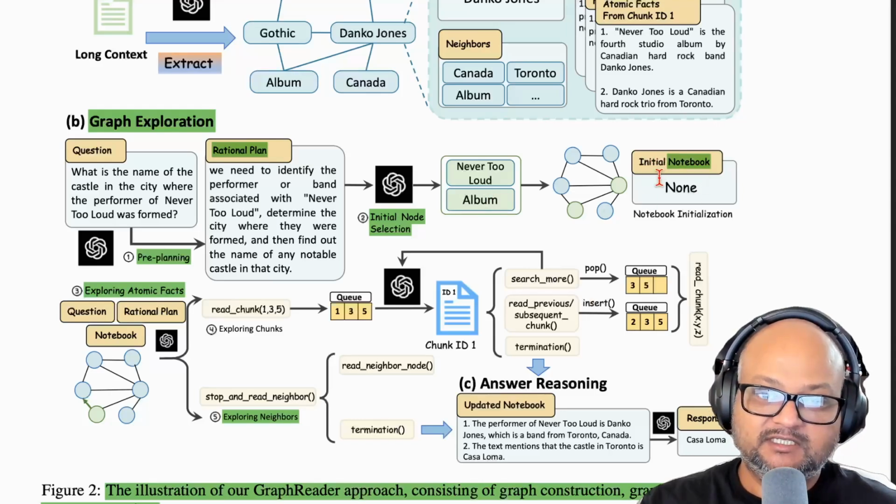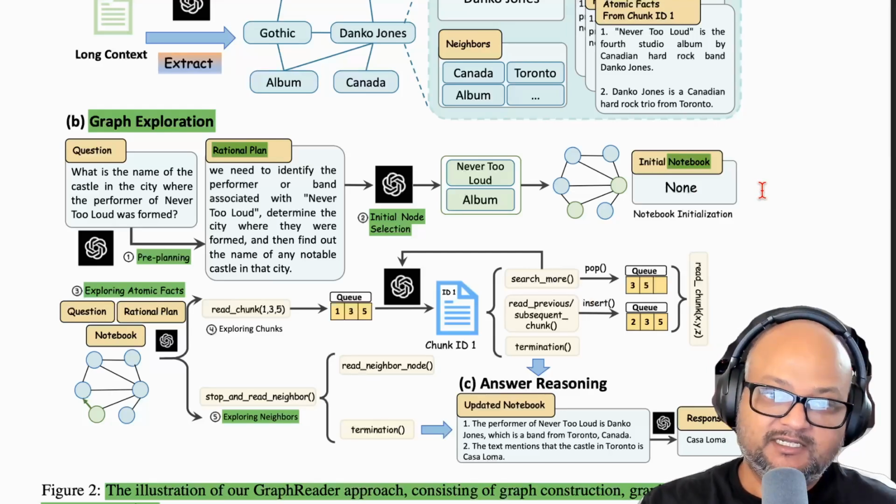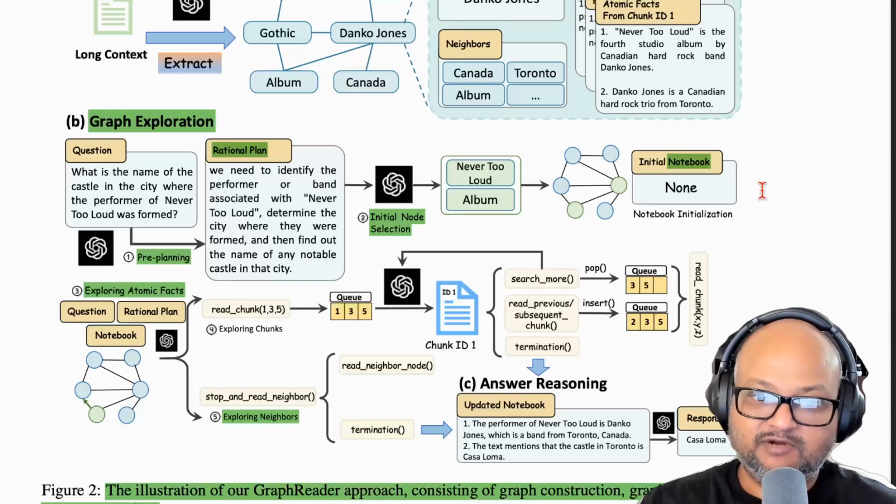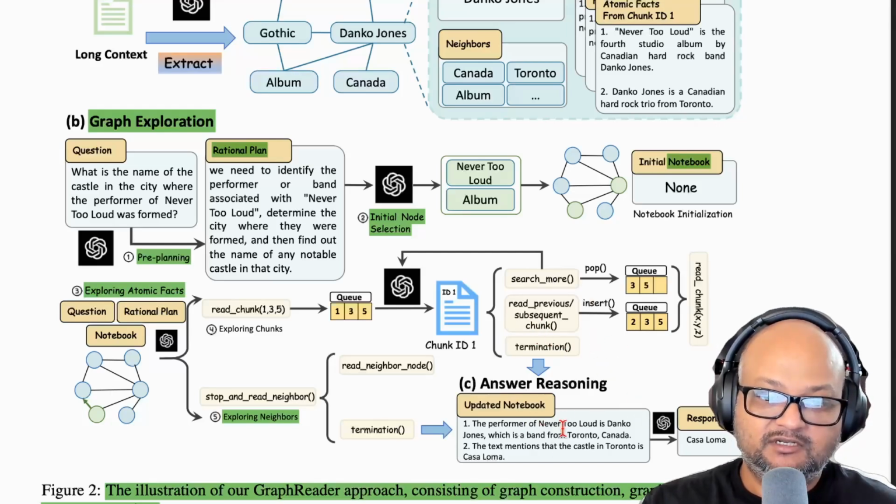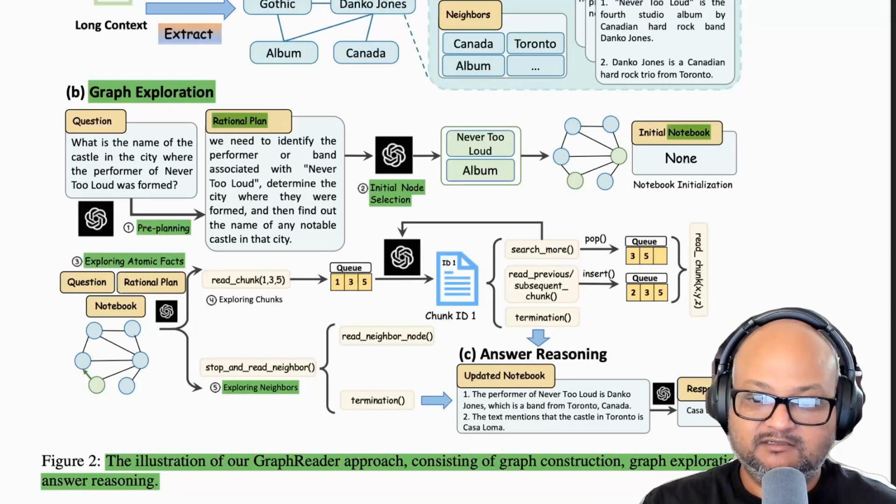And while they're doing this, they keep a notebook, a scratchpad, where they note down what this agent has read that is relevant to answering this question so far. Now, once they've selected this initial node, they start looking at the atomic facts within that node. They explore neighbors, they decide which neighbors to explore, and all this while they keep updating their notebook with facts that are relevant. And finally, when the search has terminated, they use a termination condition. They use the notebook to answer the question.